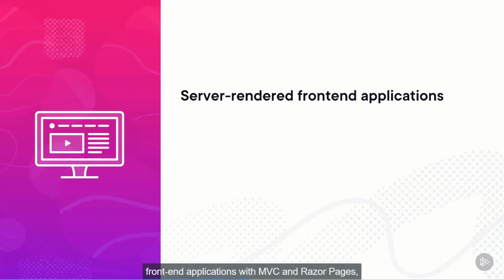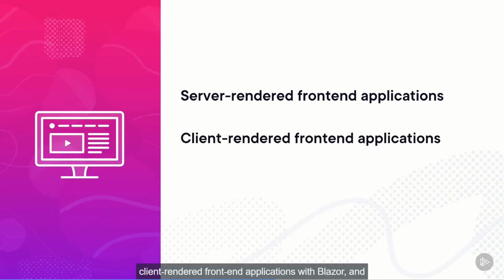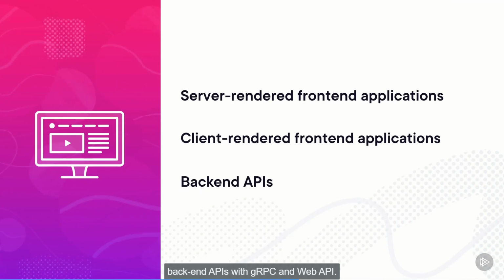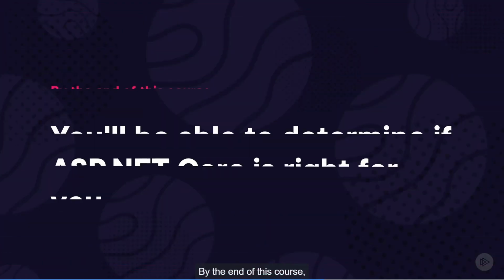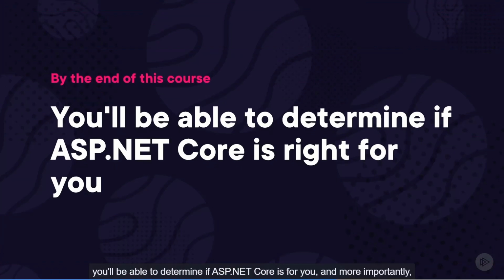Server-rendered front-end applications with MVC and Razor Pages, client-rendered front-end applications with Blazor, and backend APIs with gRPC and Web API. By the end of this course, you'll be able to determine if ASP.NET Core is for you, and more importantly, what it contains and how each contained technology works.